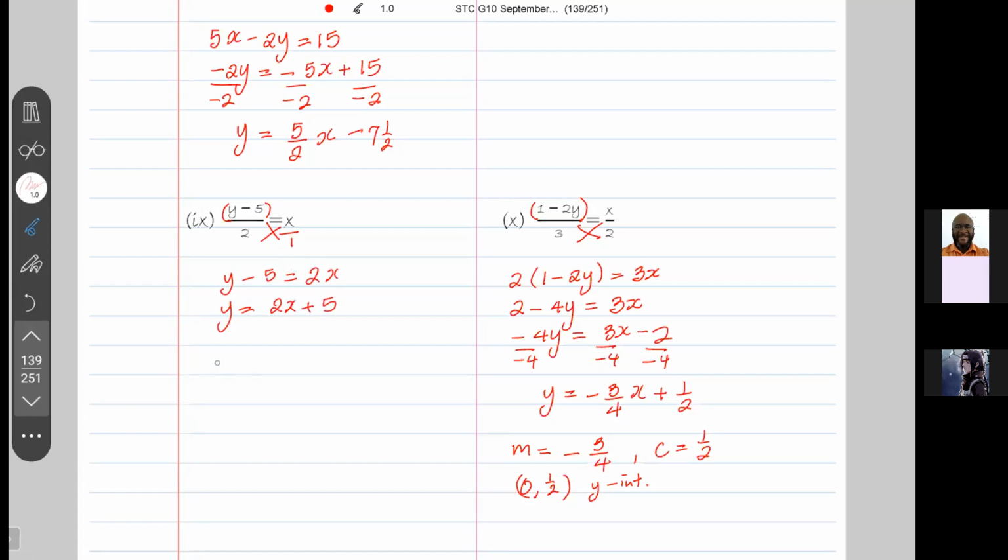So m is equal to 2, c is equal to 5, and (0, 5) are the coordinates of the y-intercept. All right, I'm turning the page.